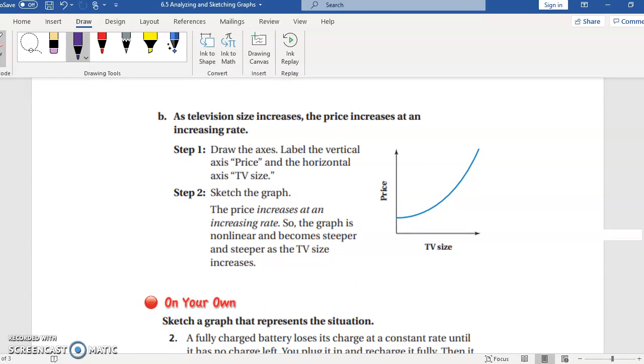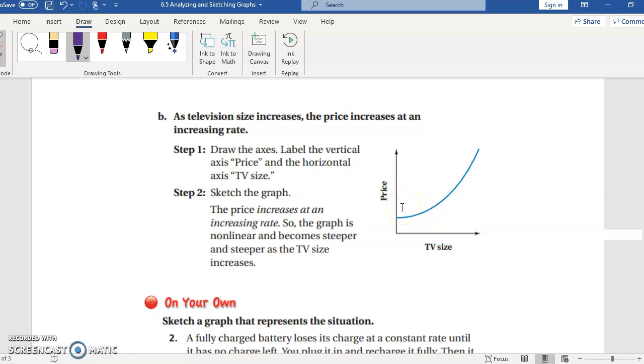Letter B, a television increases the price. As the television size increases, the price increases at an increasing rate. So again, draw price and TV size on your axis. Then sketch the graph. The price increases at an increasing rate.